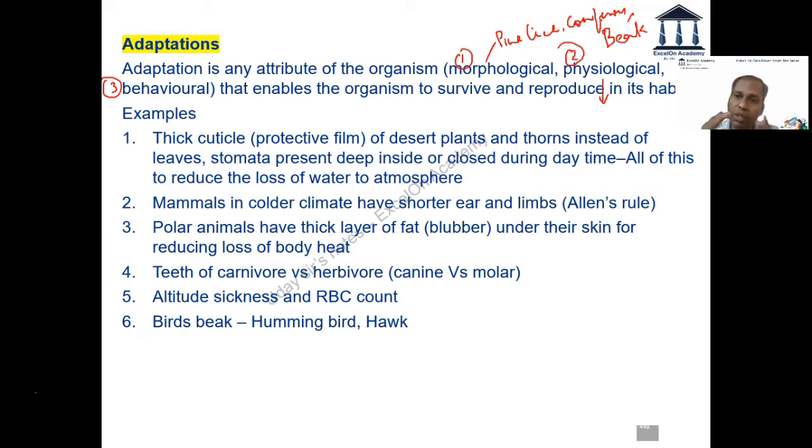Okay, now I'll give you a third example. Have you heard of this term called mountain sickness or altitude sickness? Mountain sickness, altitude sickness. What is it and what are the symptoms like?